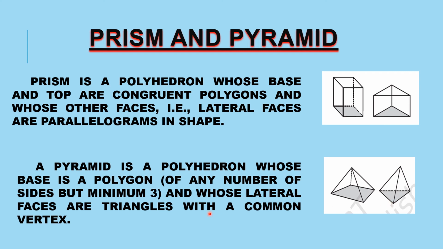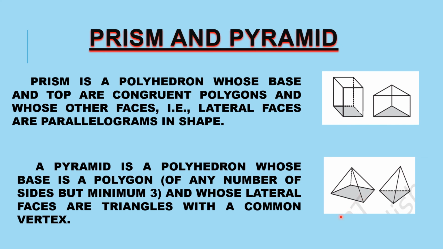Now next point, whose lateral faces are triangles with a common vertex. So look here, the lateral faces are all triangular in shape in the first figure, and in the second figure also, and all the faces meet at a common vertex in the first figure and in the second figure. So that's why these are examples of pyramids.